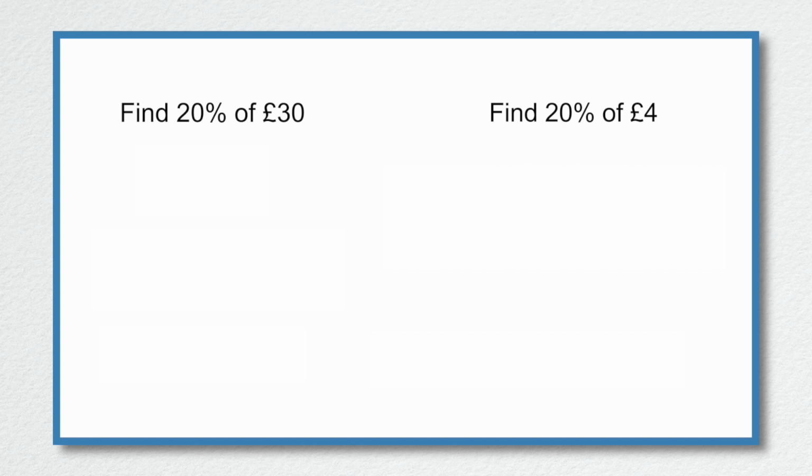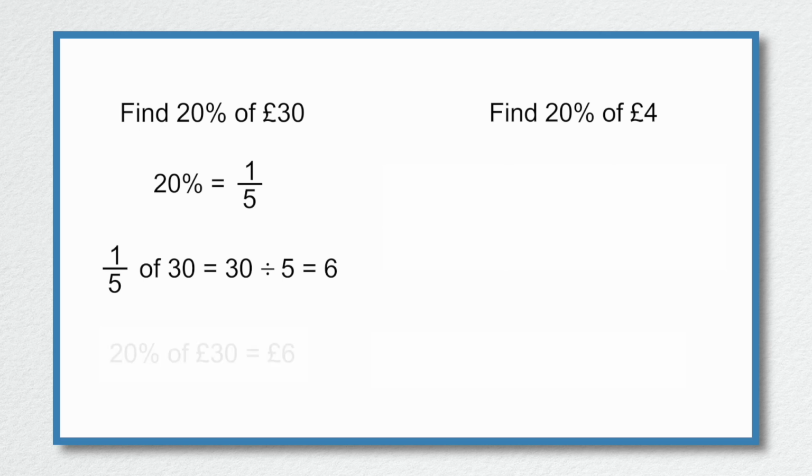Here are 2 questions. Find 20% of £30 and find 20% of £4. 20% of £30. In this particular example, I'm thinking of 20% as 1/5. The reason being is that 1/5 of 30 is 30 divided by 5, which is equal to 6. So 20% of £30 is equal to £6.